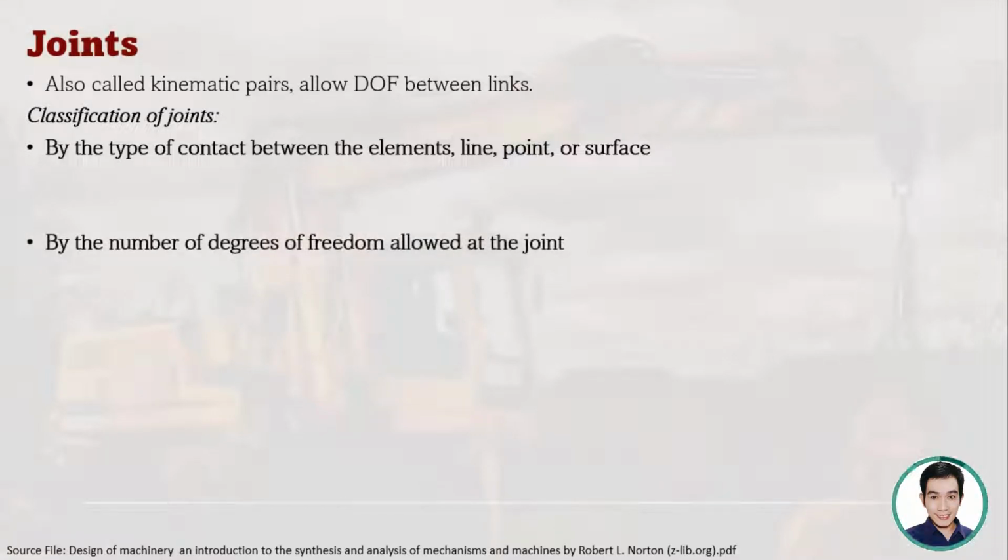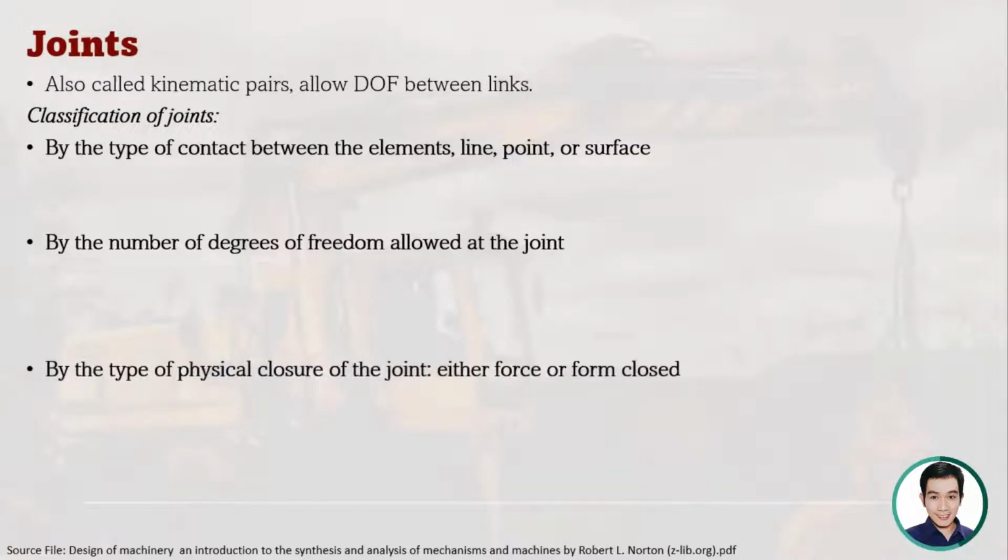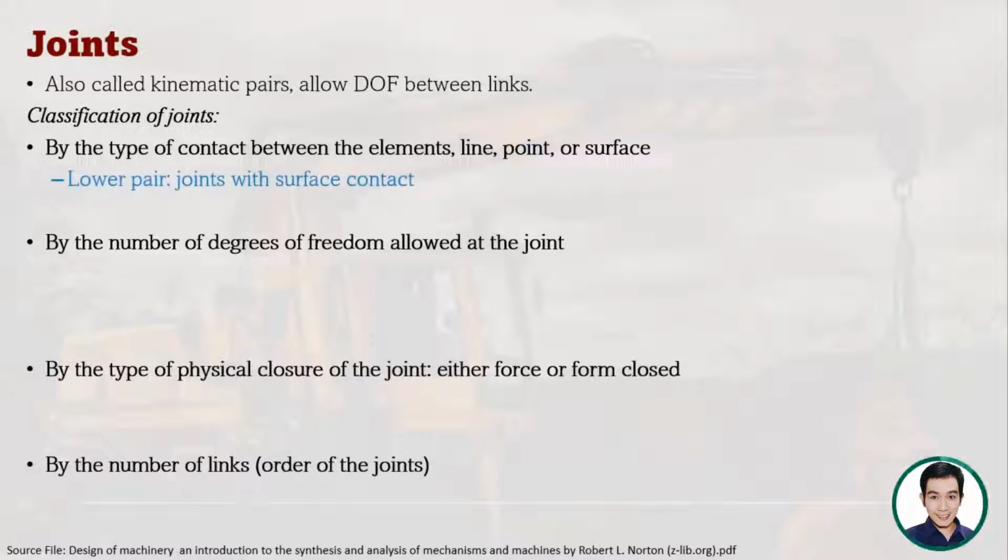It can be classified by the number of degrees of freedom allowed at the joint, by the type of physical closure of the joint, which can either be force or form close, and by the number of links, which is also known as the order of the joints. Based on the type of contact, it can be classified as lower pair or higher pair. Lower pair has joints with surface contact, so when the two joints are connected in such a way that their surface is in contact with each other, it's called lower pair. Joints with point or line contact are considered as higher pair.